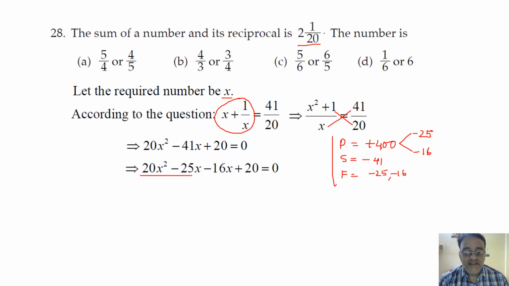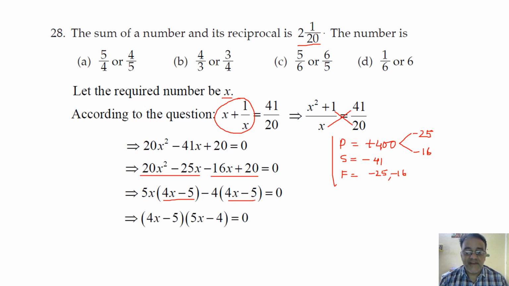Yes, sir. Now what is the common between these two? 5x. And these two? Minus 4. Very good. So 4x minus 5 अगर common लेंगे दोनों से, so we are getting 5x minus 4 another factor. So we are getting one value 5 by 4 and another value 4 by 5. So the correct option is Option A, right.